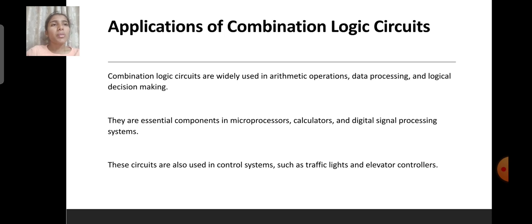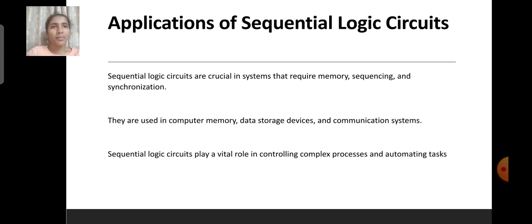Applications of combinational logic circuits. Combinational logic circuits are widely used in arithmetic operations, data processing, and logical decision making. They are essential components in microprocessors, calculators, and digital signal processing systems. These circuits are also used in control systems such as traffic lights and elevator controllers.